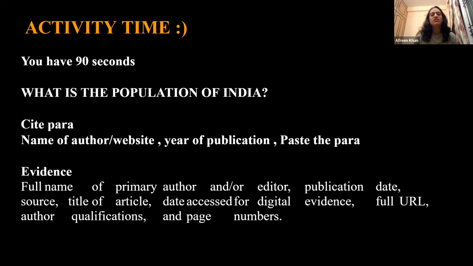What is the population of India is the claim, and you have to find me the statistic of what is the population of India, cite the para, and then try to make the evidence card. I have also put the evidence card format so that it's handy for you all. And we will start the time right now.